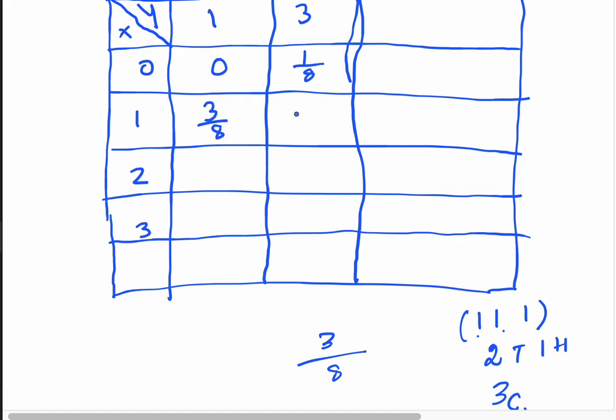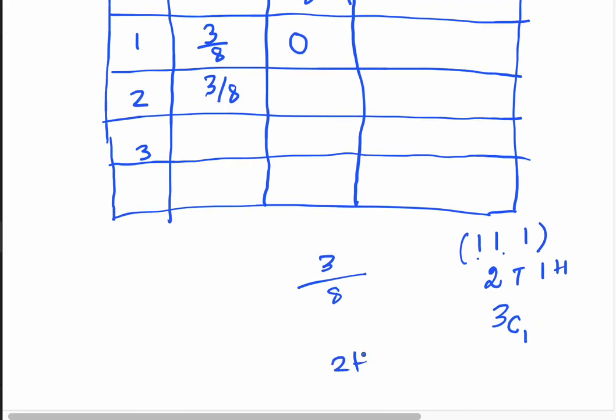Now this is not possible, because if I get 1 head, that means 2 are already tails, so a difference of 3 is not possible. So 2 heads and 1 tail is again possible. This will be similar, 3 by 8.